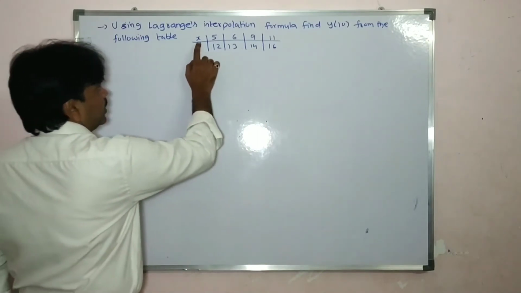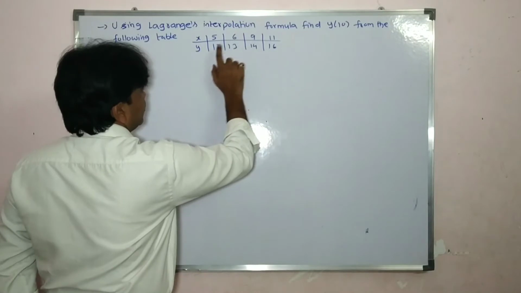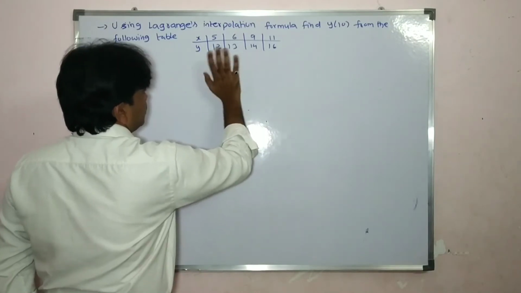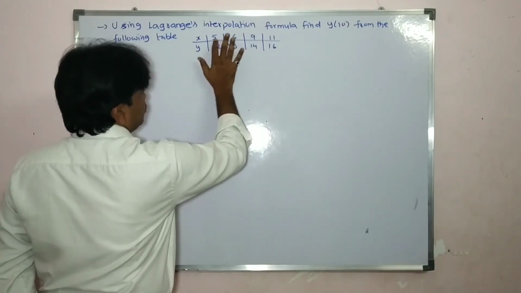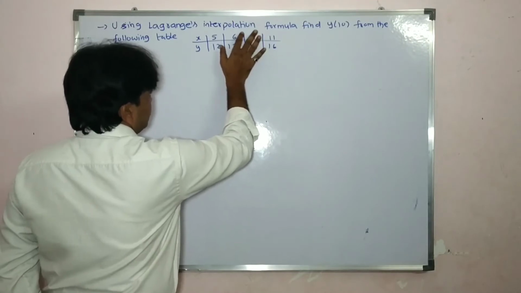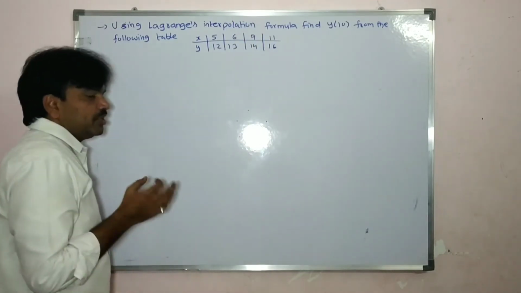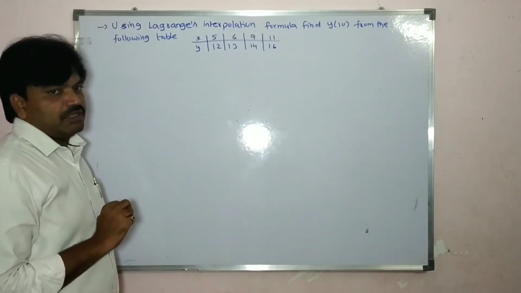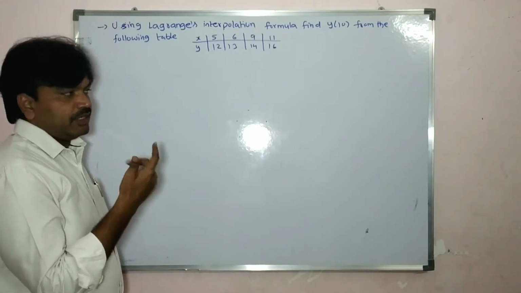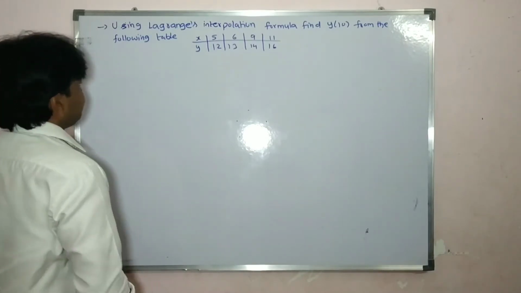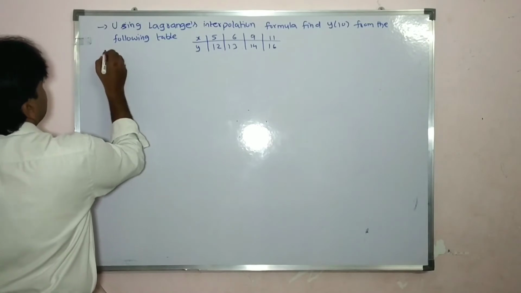Given x, y values: x = 5, 6, 9, 11 and y = 12, 13, 14, 16. See students, from 5 to 6 the difference is 1, from 6 to 9 it is 3. So this is unequal interval. The first point is that it is unequal intervals. Solution.